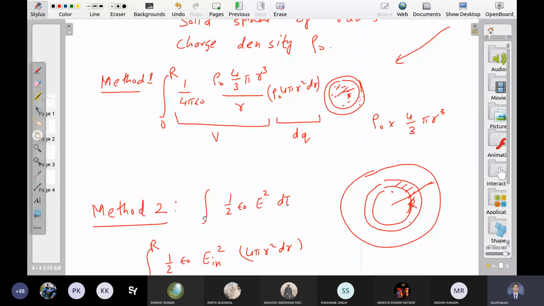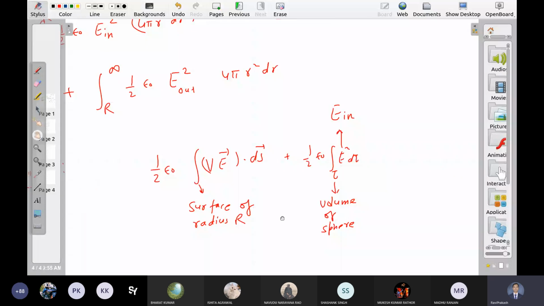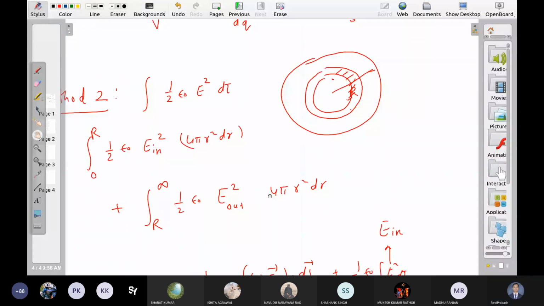So either you can calculate work from the particles से भी calculate कर सकते हैं, or you can calculate work from the effect generated by the particles. Particles ने जो effect generate किया उससे भी कर सकते हैं. So this is all about the energy stored in field. In the same way, we can also calculate energy stored in magnetic field.